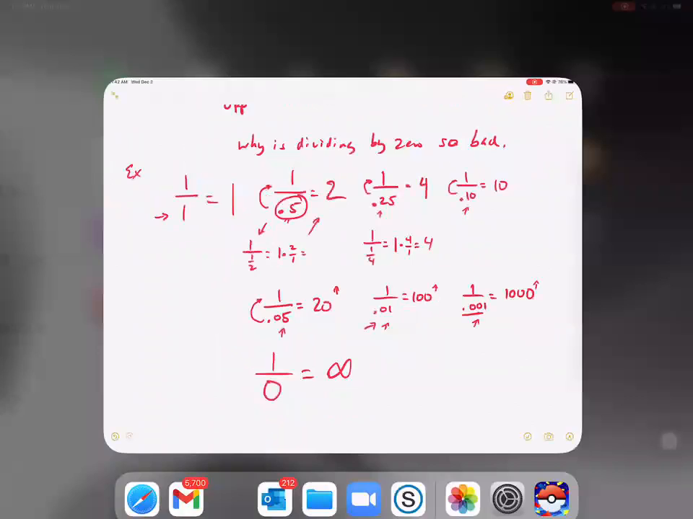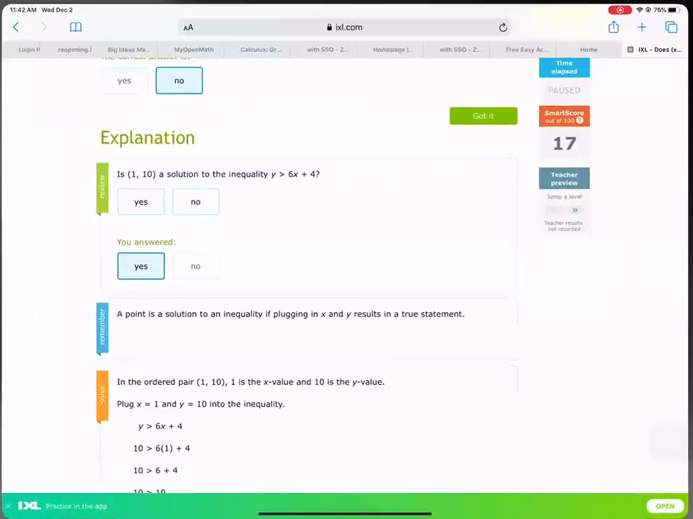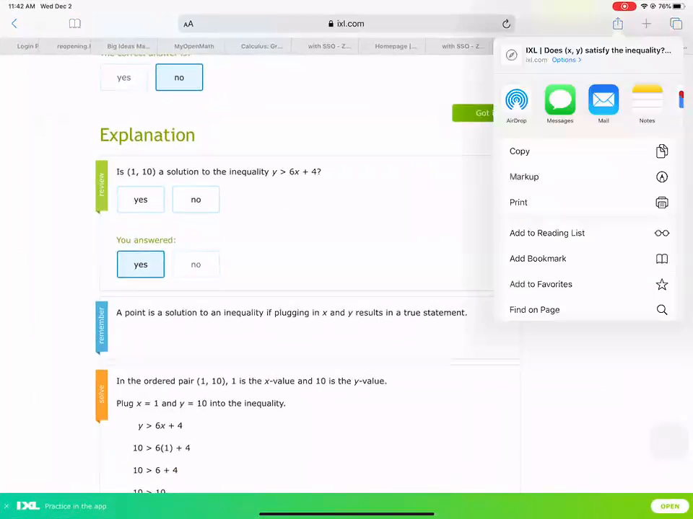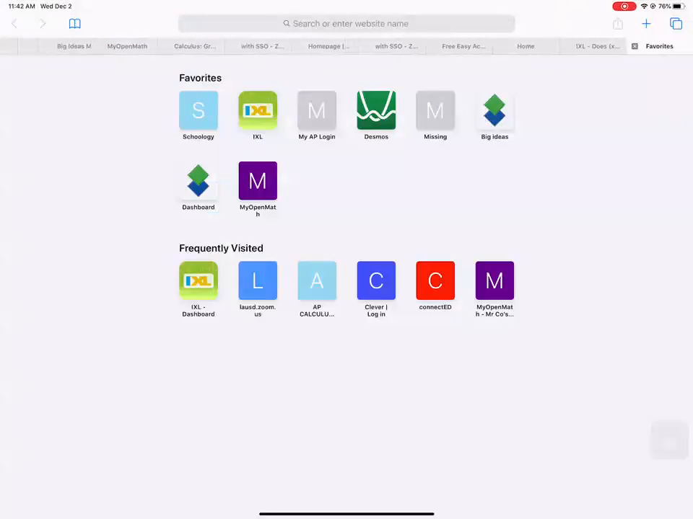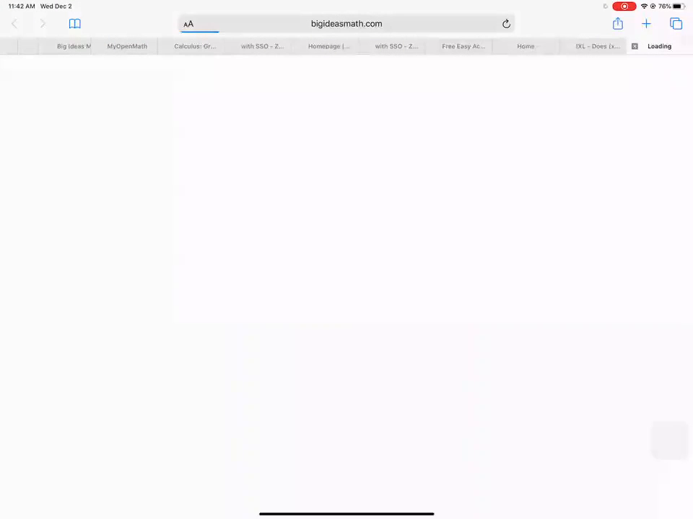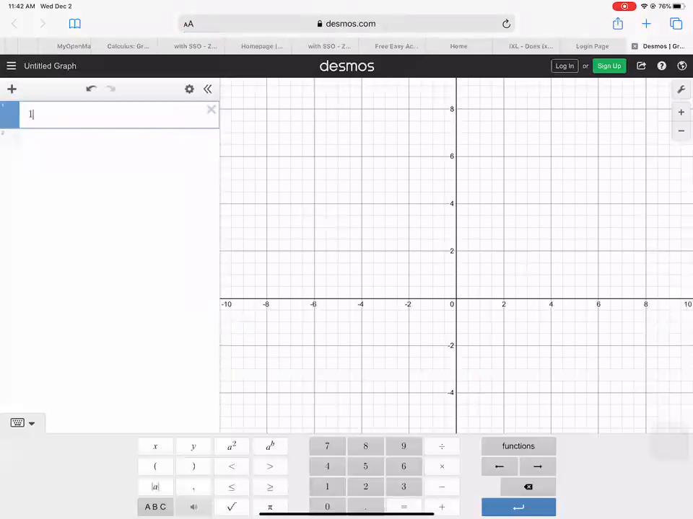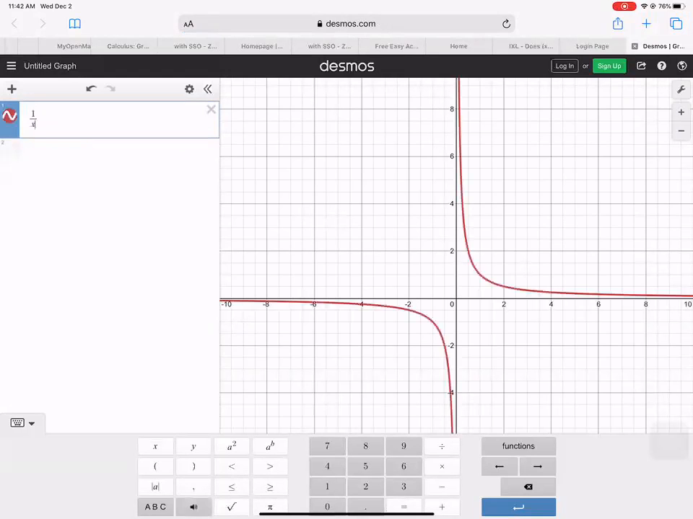Now, let me go ahead and show you guys this in a graph real quick on Desmos. Let's go ahead and go, whoops, wrong one. Real quick, Desmos graph. Oh, darn it, that's not Desmos. Here's Desmos. And the graph is 1 divided by x. You guys might have seen this graph before, 1 divided by x.